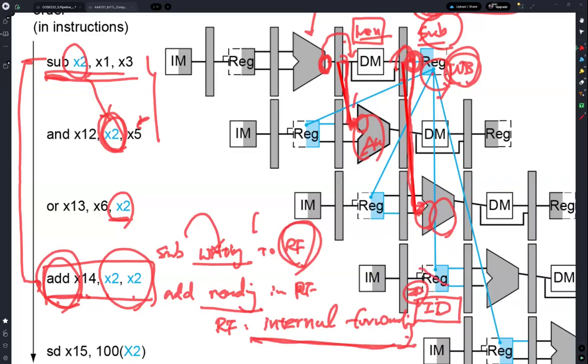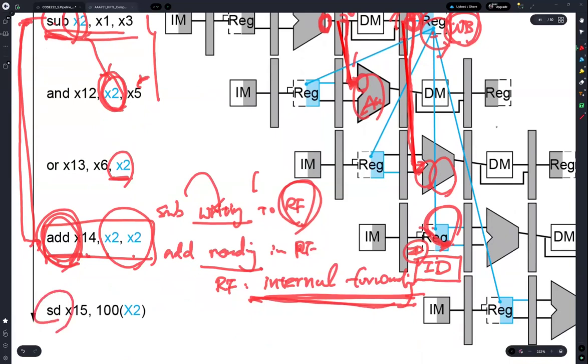So while the data is being written to the register file, this latest data can also be read from the register file. So it's called the internal forwarding, right? So we assume the register file supports the internal forwarding. So for this data dependency between the sub and add instruction, we assume that the data can be forwarded inside of the register file, right?